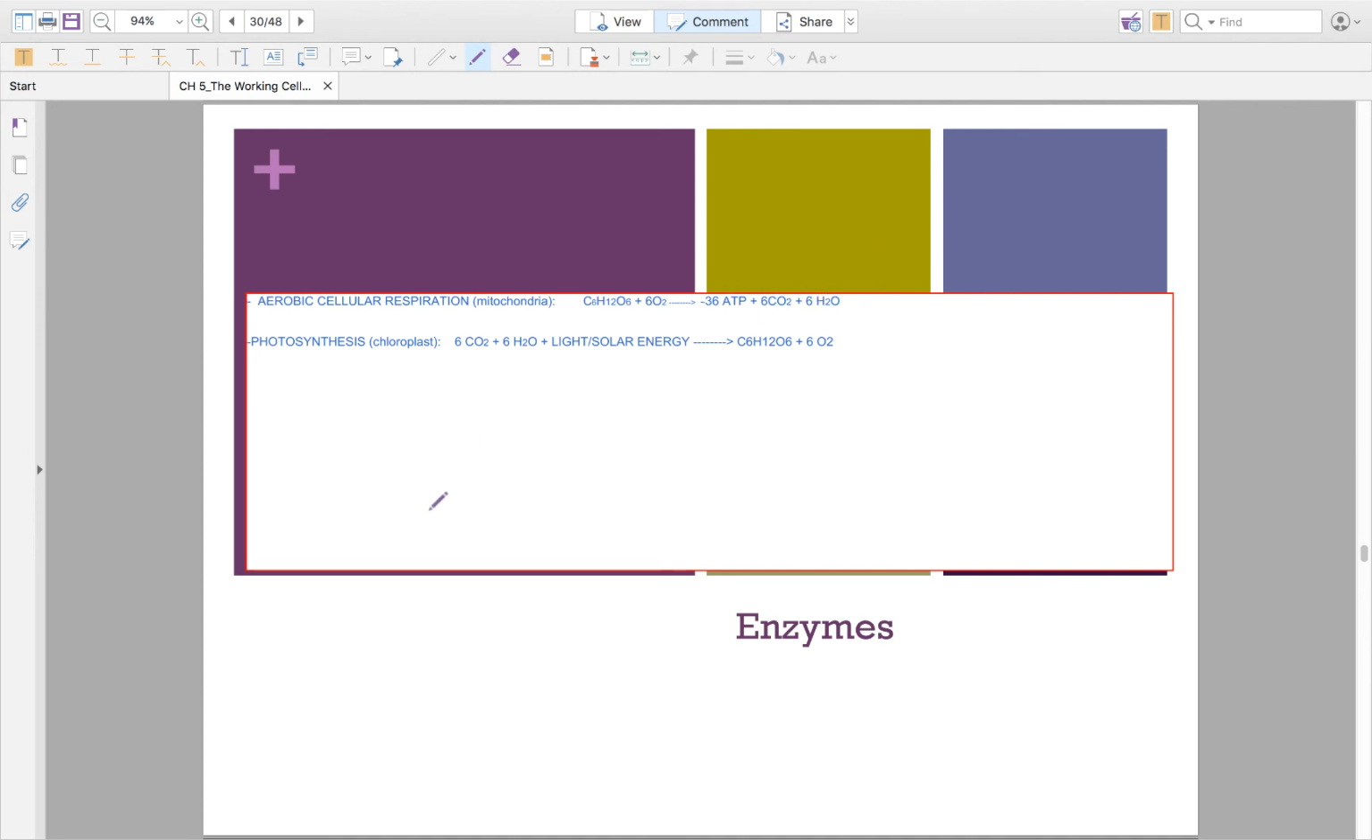Now, the question was, which one of these is the endergonic reaction and which one of these is the exergonic reaction? Now, I want you to work that out yourself, and that is something that will put you on a pretty solid path to making these big connections. All right, there you go.